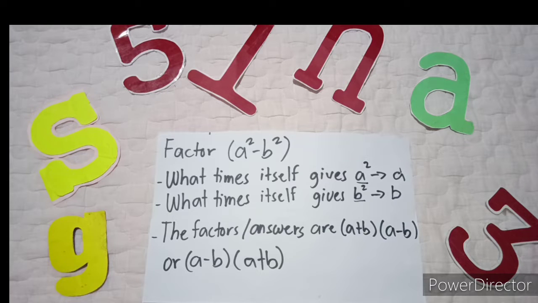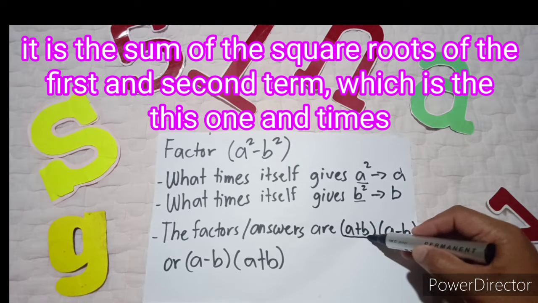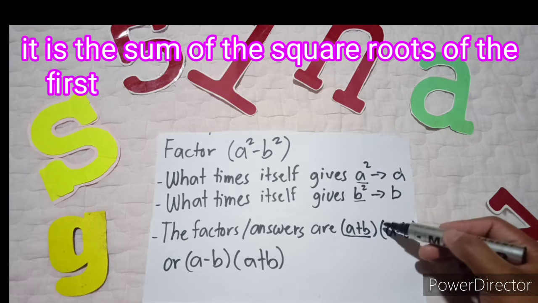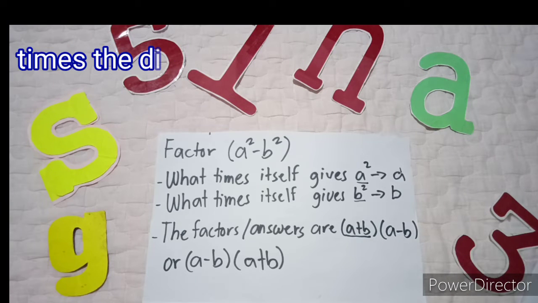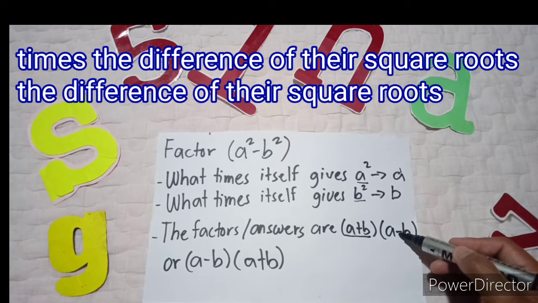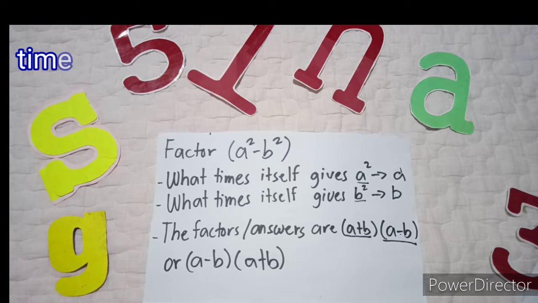For the concept says that it is the sum of the square roots of the first and second term, which is this one. And times the difference of their square roots.